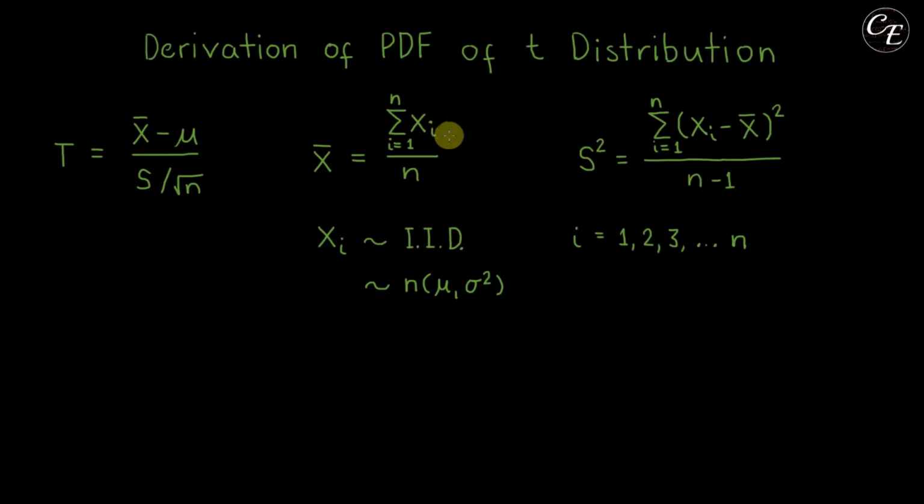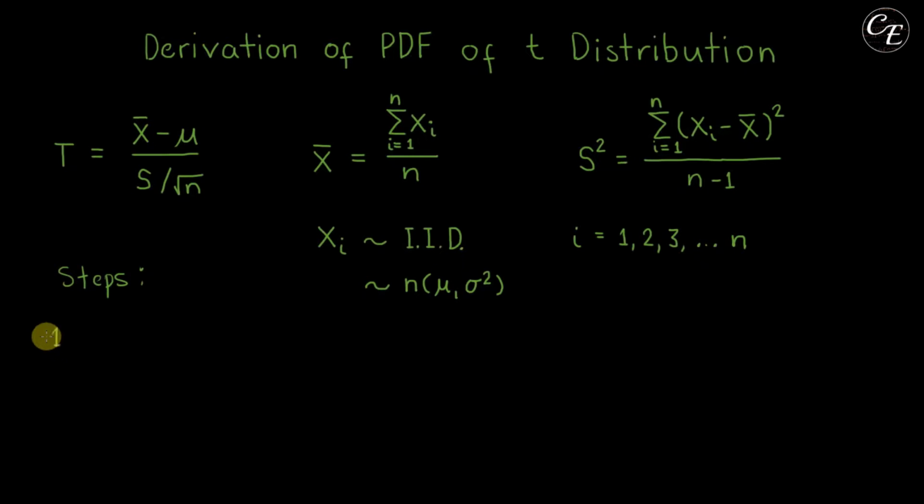This x sub i here and here are the sample random variables. There are n of them, so this n is the sample size, or the number of samples. These random variables must be IID, so they should be independent of each other and have an identical distribution, which is a normal distribution, so they should have the same population mean mu and the same population variance sigma squared. Now to derive the PDF for the t-distribution, we need to do 3 steps.